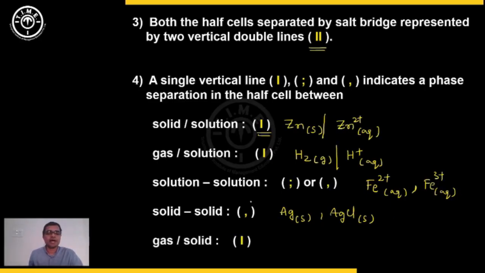Another one, gas and solid are also separated by a single vertical line. For example, platinum is used as an inert electrode. We use inert electrodes in gaseous electrodes, non-metal electrodes, and metal insoluble electrodes. So platinum is a solid and hydrogen is a gas. Both are separated by a single vertical line, that you can remember. Okay? Right.